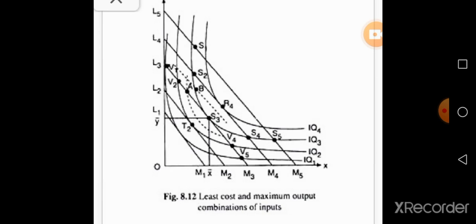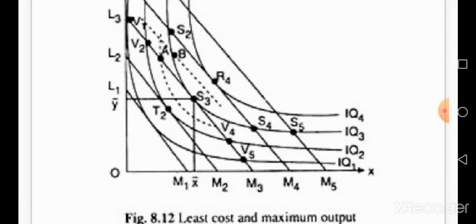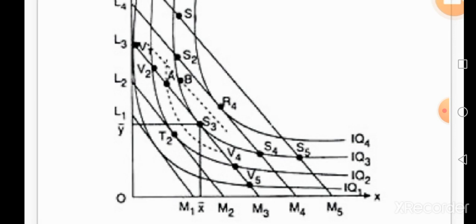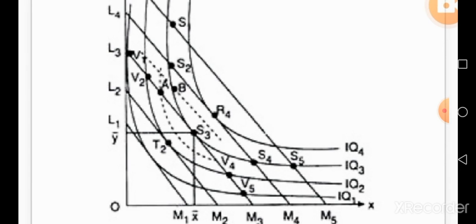is called a least cost combination point, like T2, S3. So these are all called least cost points: the T2 point, S3 point and R4 point, and likewise the S4 point and V4 point. These are called least cost combination points. That means along these points, it gives the lowest cost of production to the producer, with the help of the combinations.